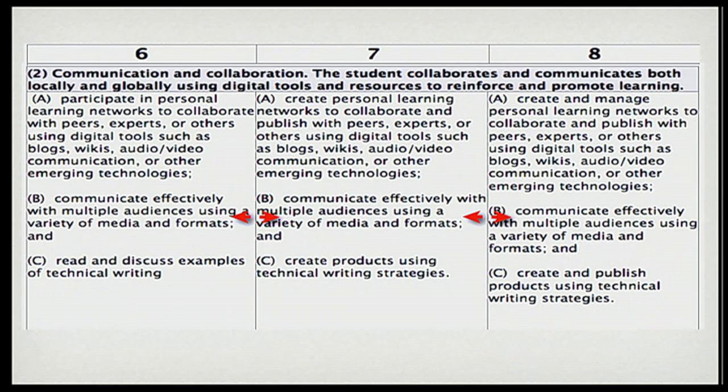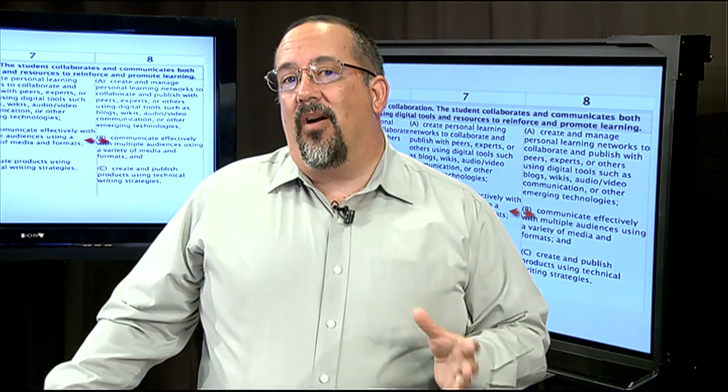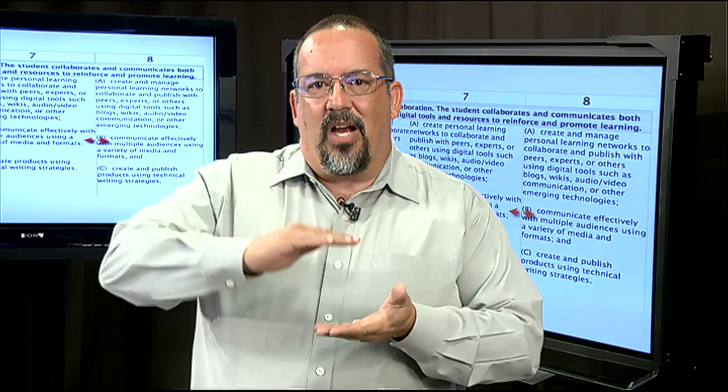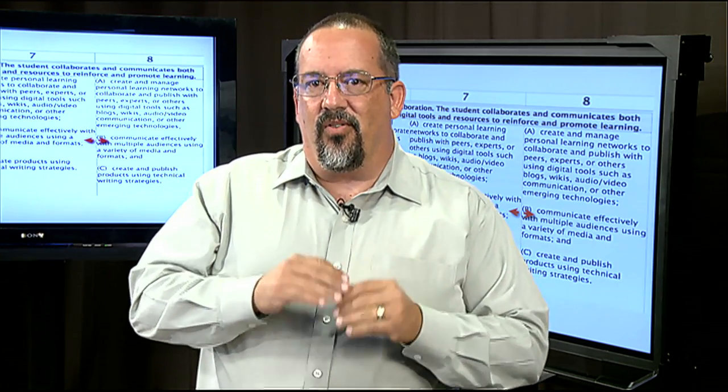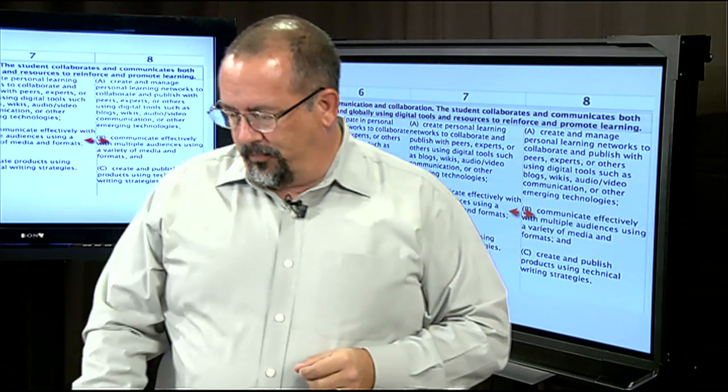You'll notice again that the only thing that's common with any of these is 6B in this strand, 6B, 7B, and 8B. That's the only one that's common. Even C is different. Read and discuss examples. Create products. Create and publish products. So you can see there that the student expectations as they move up from 6th to 8th grade become much higher up on Bloom's taxonomy, where the students are asked to do much more.